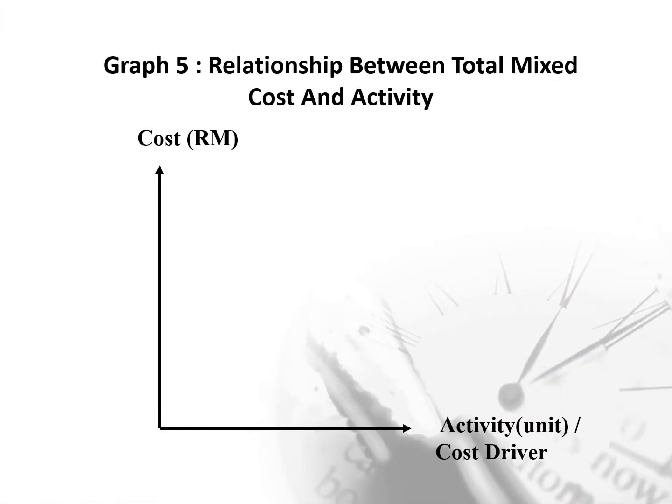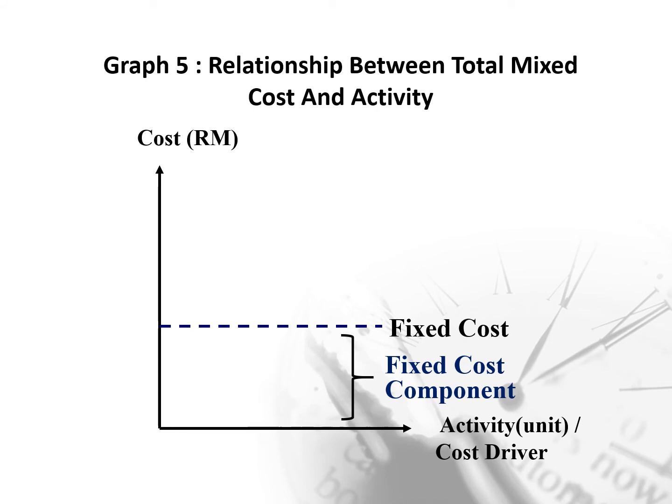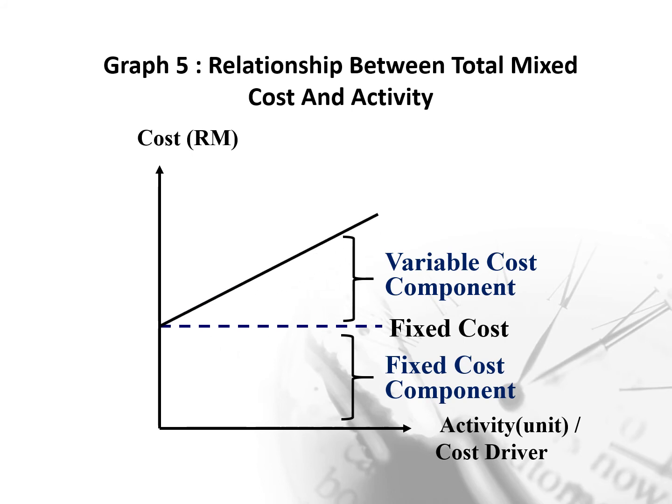Relationship between total mixed cost and activity is illustrated in graph 5. Mixed cost consists of fixed cost and also variable cost. So, the line for total mixed cost does not start from zero, but it starts from fixed cost.